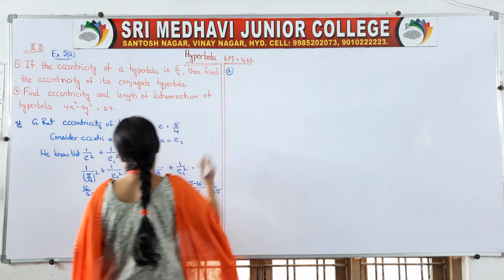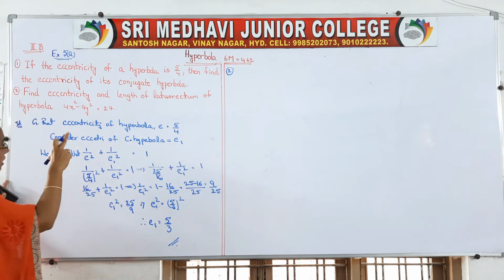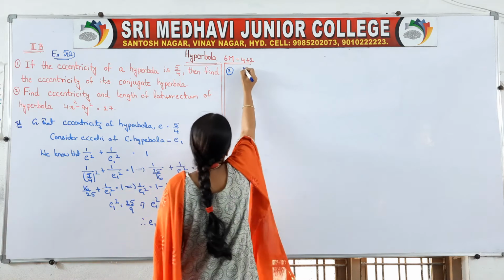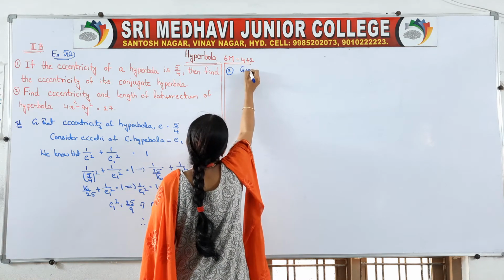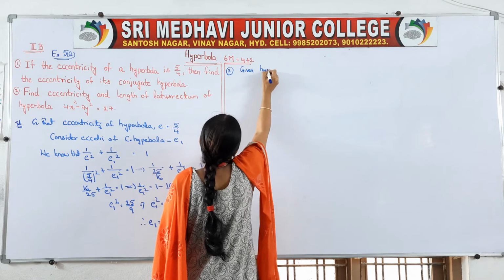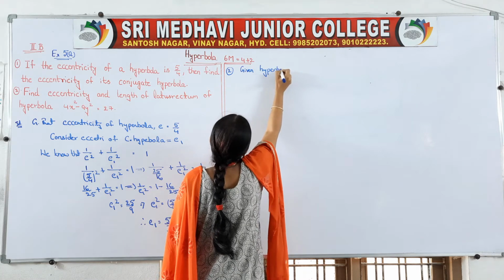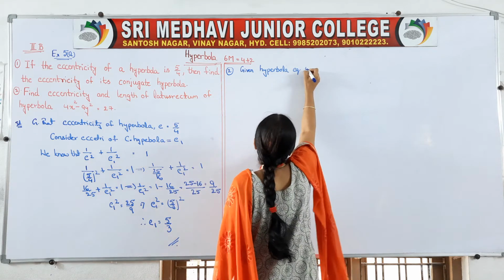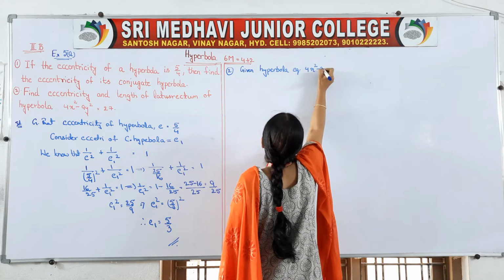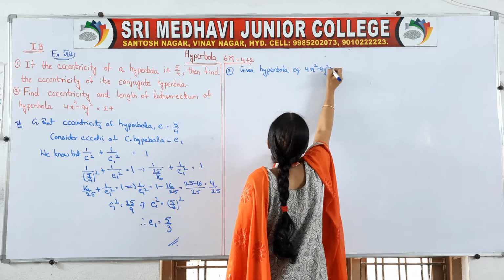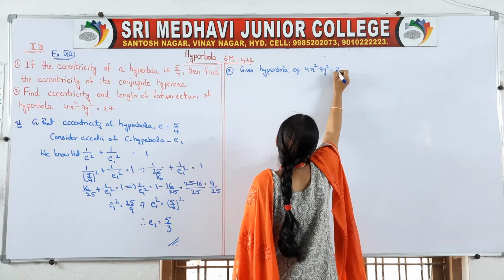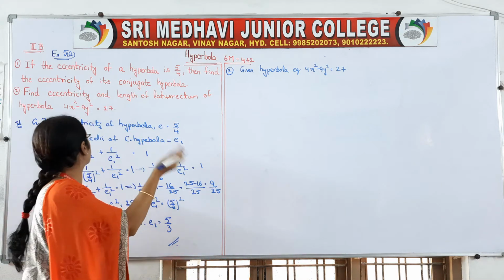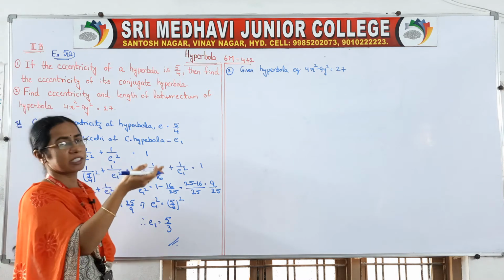What is your second question? Find the eccentricity and length of latus rectum of the hyperbola. First, the given hyperbola equation is 4x square minus 9y square is equal to 27. So how will we find the eccentricity, length of latus rectum, whatever it may be?